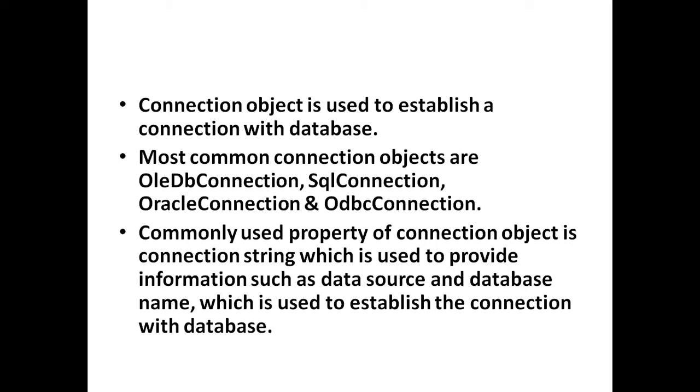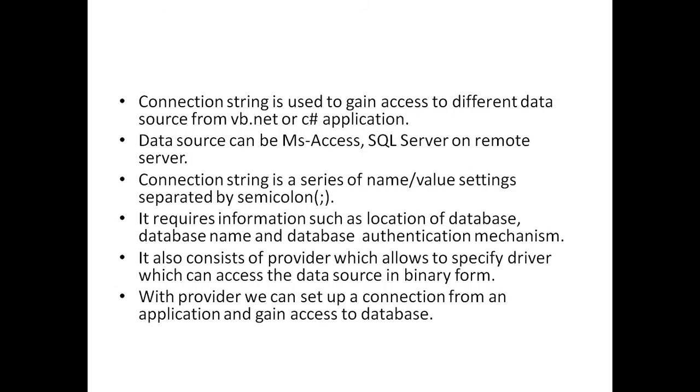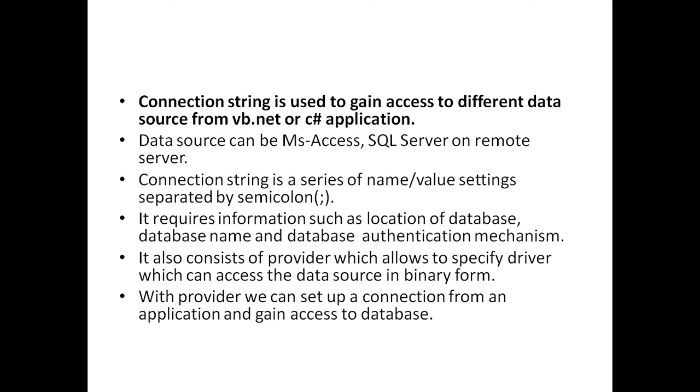A commonly used property of the connection object is the connection string, which is used to provide information such as data source and database name, which is used to establish the connection with the database. The connection string is used to gain access to different data sources from a VB.NET or C# application. It can be MS Access, SQL Server or a remote server.